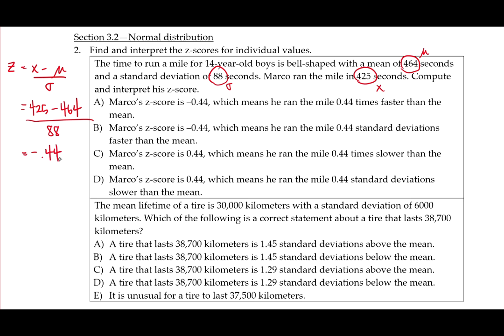So there's his z-score. So I've determined that the answer has to be A or B, since those are the two that have negative 0.44 as the z-score.